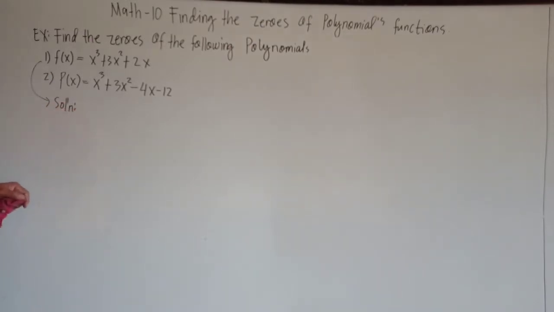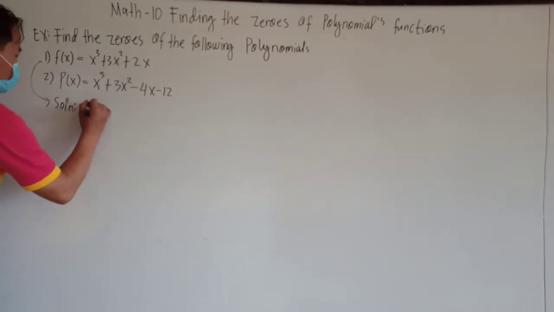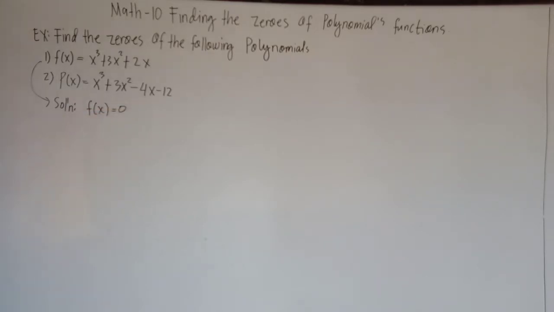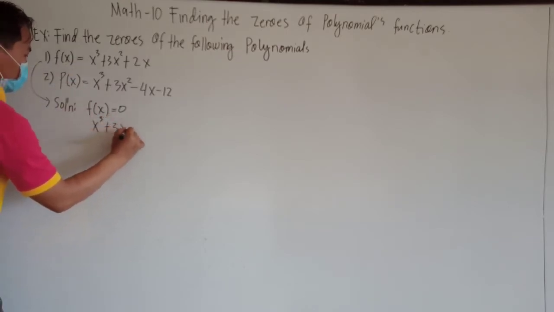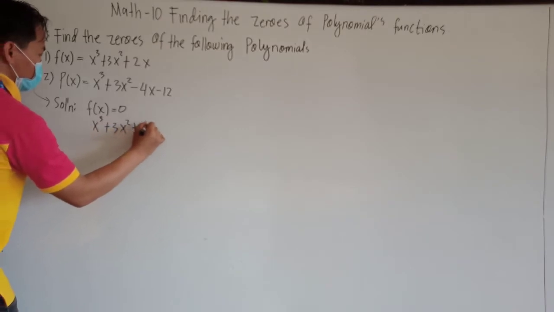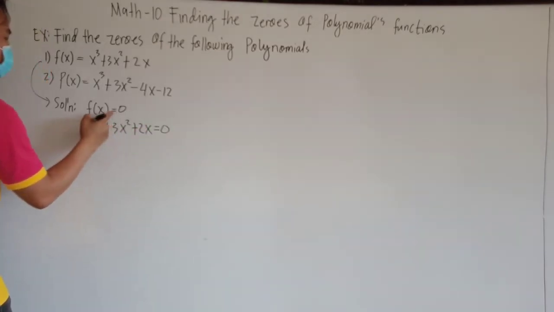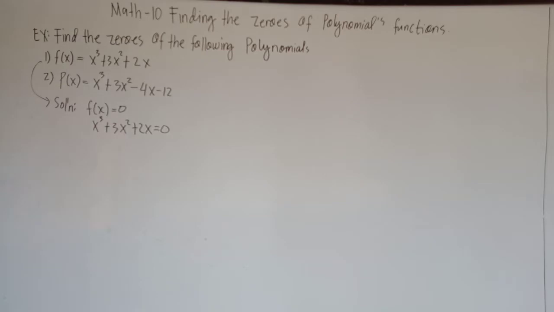As I said a while ago, for number 1 we can make use of removing the common polynomial factor because each term has the x variable. But before that, we will have to let f of x be equal to 0. So we have here x cubed plus 3x squared plus 2x is equal to 0, because we let f of x be equal to 0.